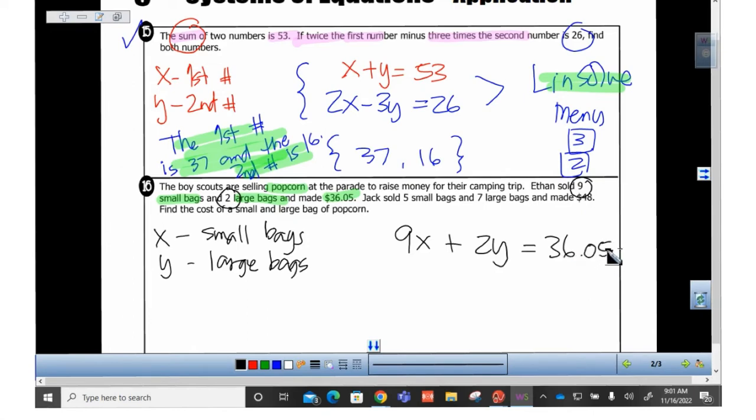Then the second equation is for Jack. Jack sold 5 small bags and 7 large bags and made, what's that, $48? Yep, $48. So let's write our equation. Our second equation will be 5x plus 7y, 7 of the large bags, equals 48. Then from here, we're going to type this in the calculator, LinSolve. Menu 3 Algebra, 2 Solve Systems.